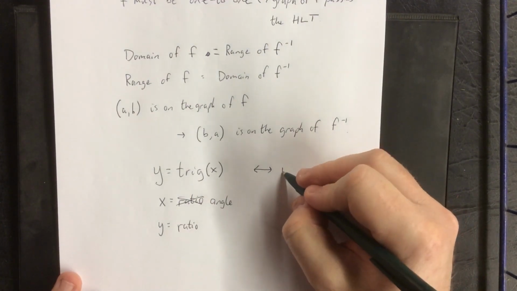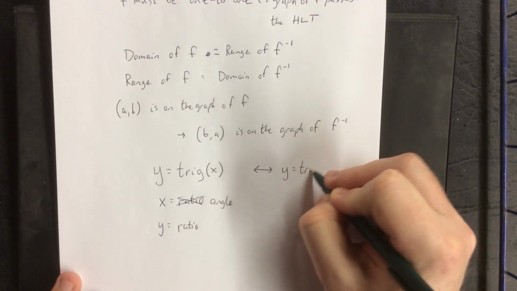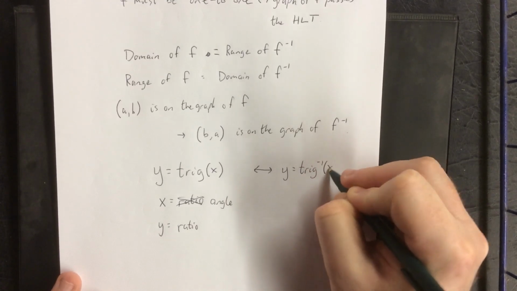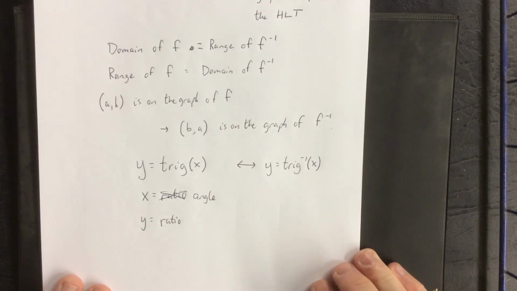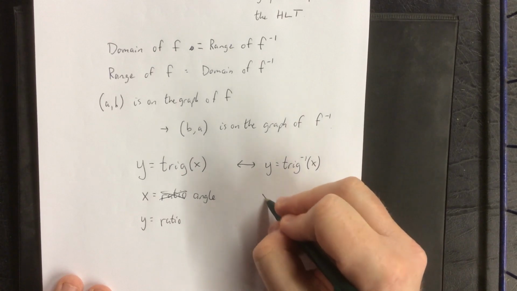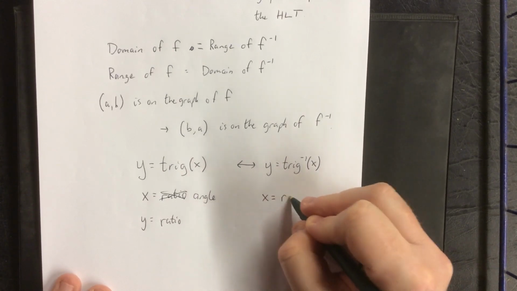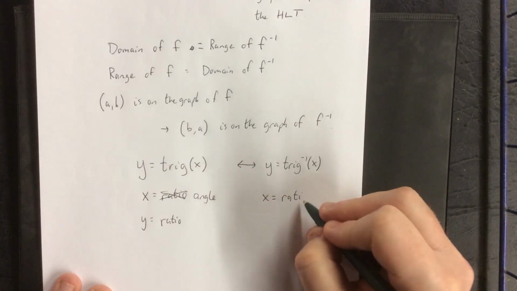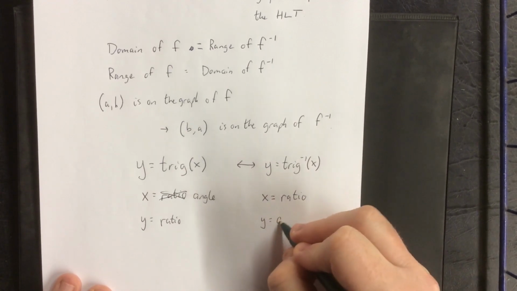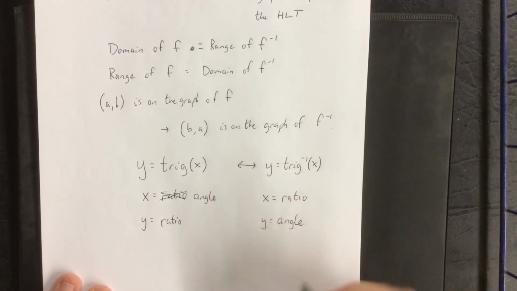So with that in mind, if I were to introduce the concept of an inverse trigonometric function, this is going to reverse the roles of the input and the output. This is where the input is going to be a ratio, thus the mistake I made over here, and the corresponding output is going to be an angle.